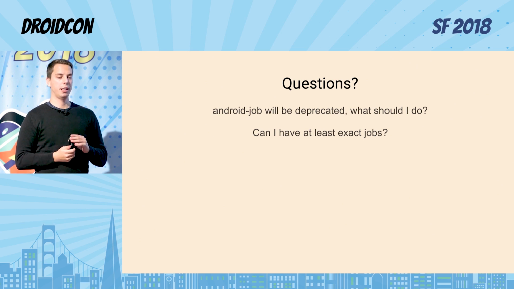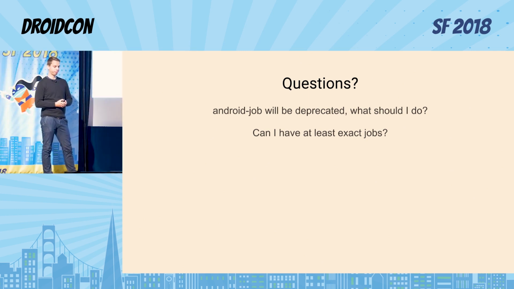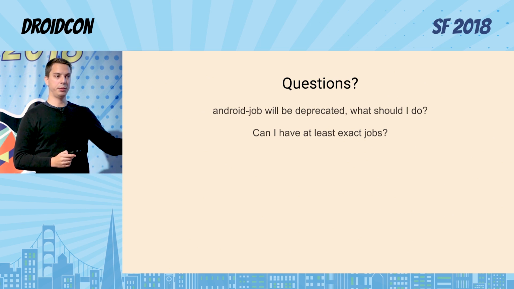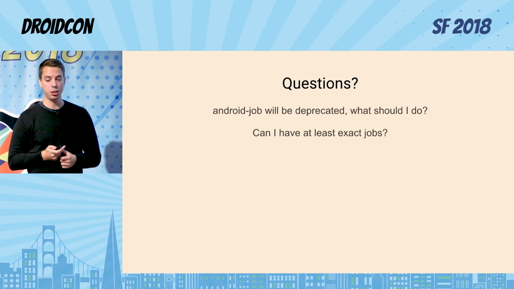Android Job will be deprecated at some point in time. What should you do? Yes, that's true. I would recommend migrating to WorkManager, because that's the future. But only because a library is deprecated doesn't mean it stops working. So you can still use it. It's working. It's proven. It's out there. But WorkManager just is better suited for the future. What about the features that Android Job has that WorkManager doesn't have? Yeah, I don't have a real answer for you. You can keep using Android Job for that, or you implement them manually with AlarmManager, for example, in the case of exact jobs.